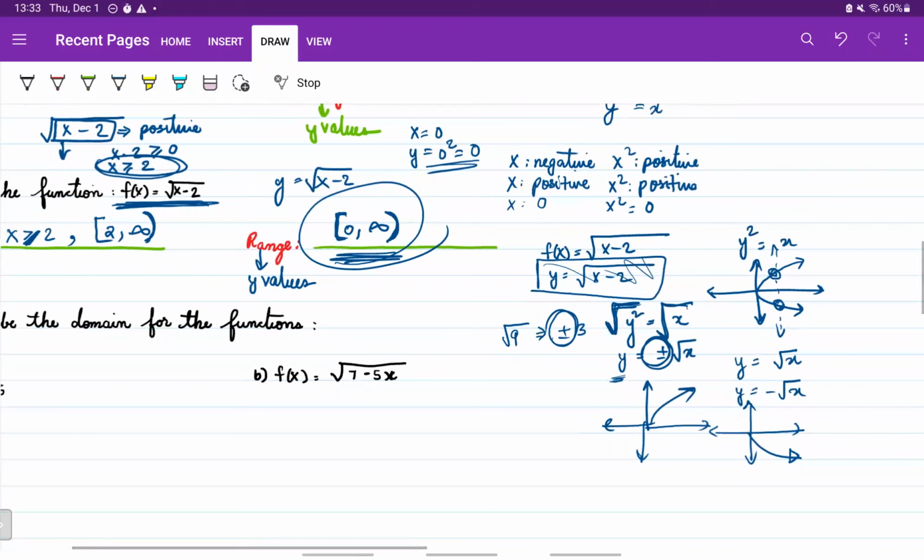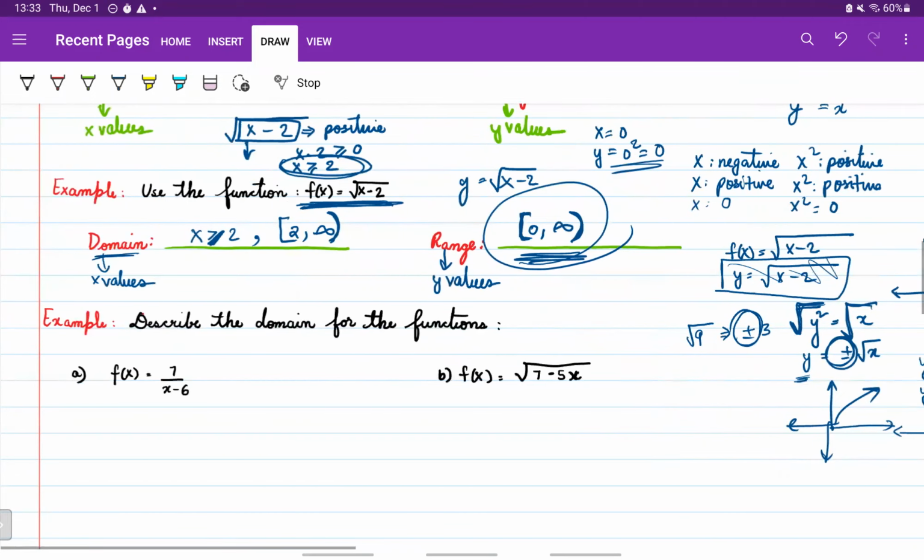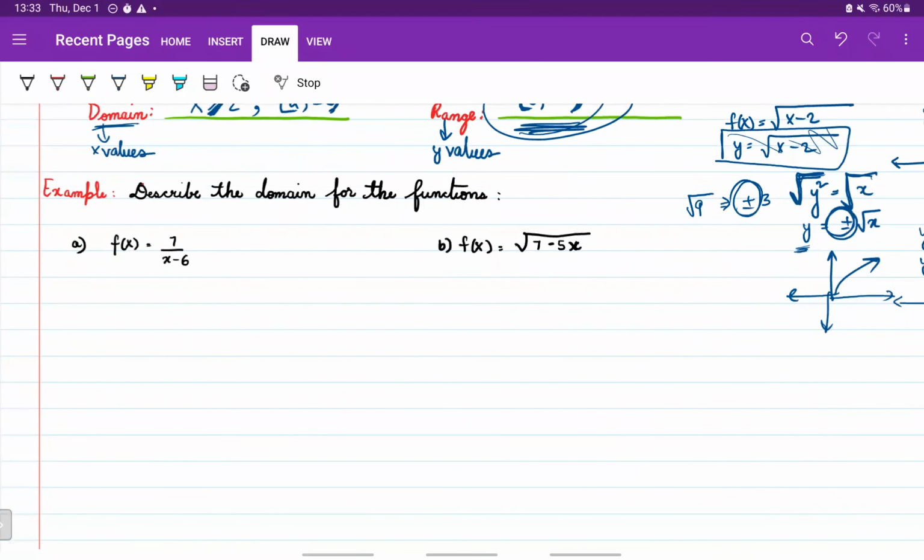I think doing more problems and trying to understand the positive and negative numbers and how graphs work will make this concept a little bit stronger in our heads. Okay, let us do another problem here.